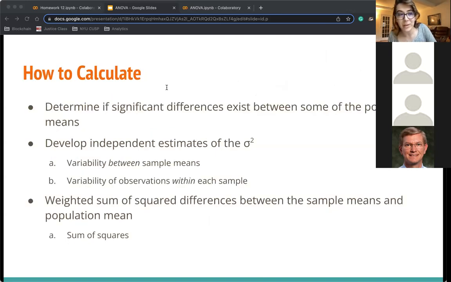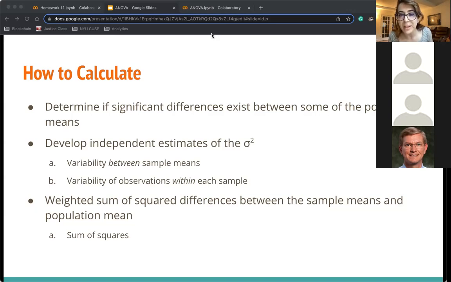But getting to how we will calculate this type of test, first, we want to determine if significant differences exist between some of the population means. We will start to develop independent estimates of the variance between the sample means, and then the variance of observations within each sample. And lastly, we'll have this weighted sum of squared differences between the sample means and the population means, the sum of squares. I'm going to talk through a little more of what this means when we are talking about the difference between, within, and how this all relates.